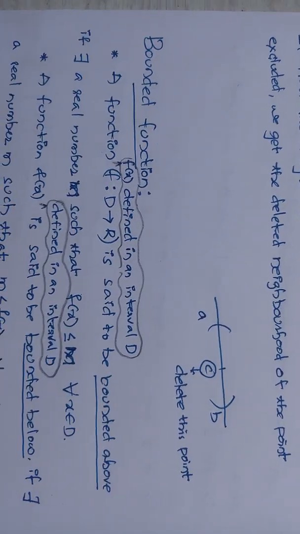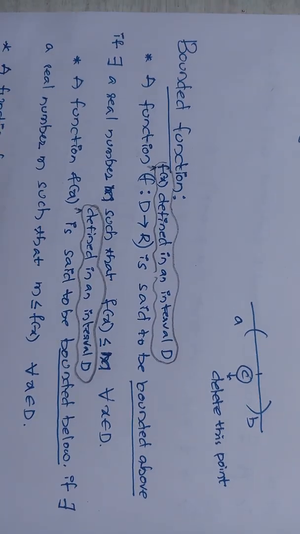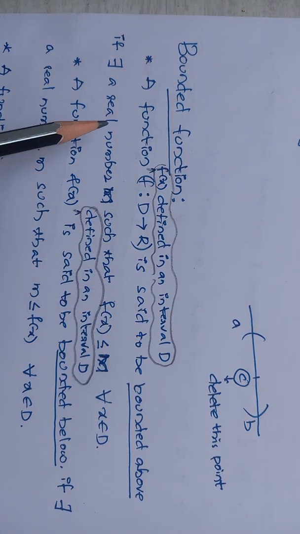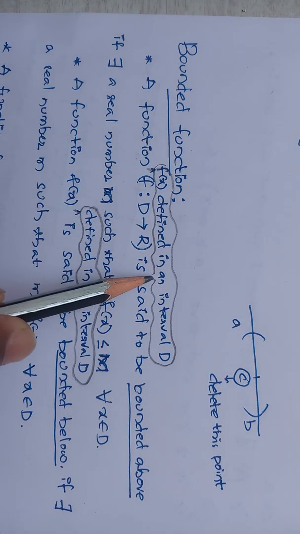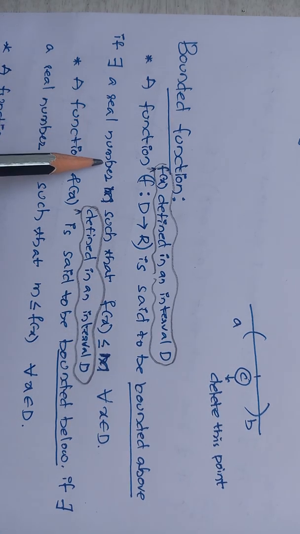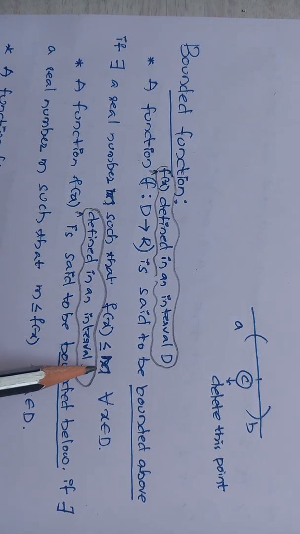Okay, so now the bounded function. A function f of x defined in an open interval D is said to be bounded above if there exists a real number m such that f of x is less than or equal to m for all x belonging to D.